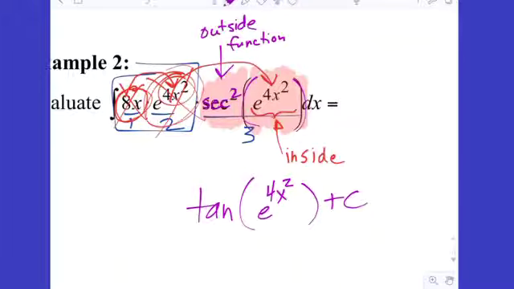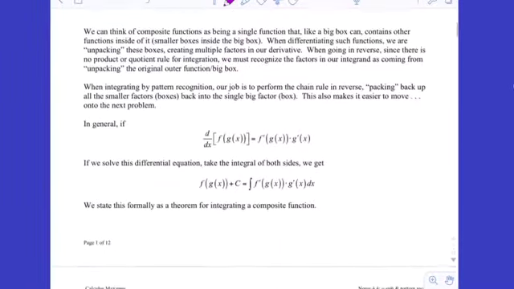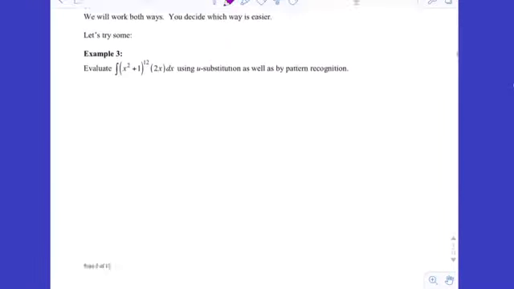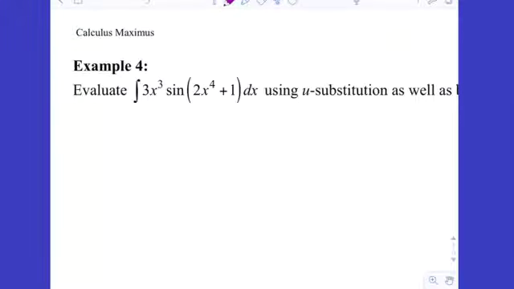It's understanding the chain rule expanded and being able to package it back up before you take the antiderivative. There can only be one rule for the antiderivative, and it's always going to contain the outer function of the biggest factor. Okay? You can read all this. Let's jump to example four.